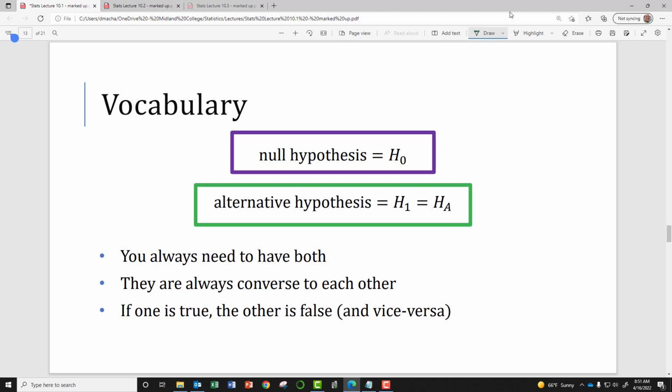In a hypothesis test, you always need to have both. You always need to specify what is my null hypothesis and what would be my alternative hypothesis. It's not okay to just have one stated. Go ahead and write out both. These are always going to be converse to each other. And what I mean by the word converse is if the null hypothesis is true, then the alternative hypothesis is false. If the null hypothesis is false, then the alternative hypothesis is true. If the alternative hypothesis is true, then the null is false, and if the alternative is false, then the null is true. That's what I mean by converse.